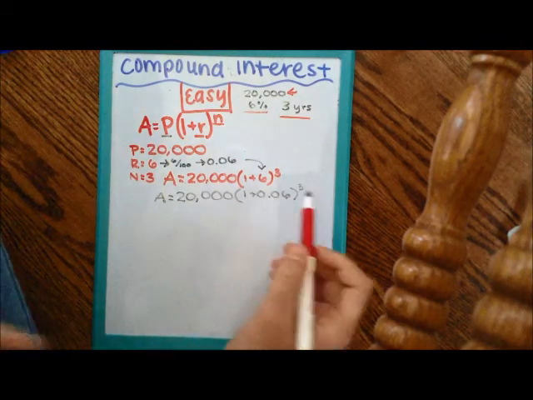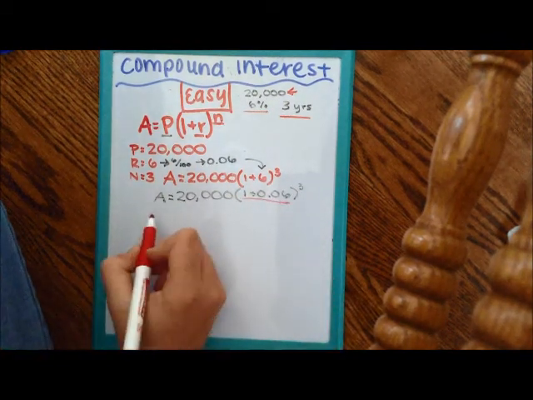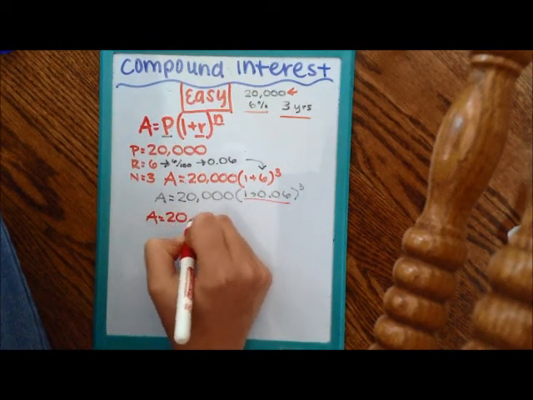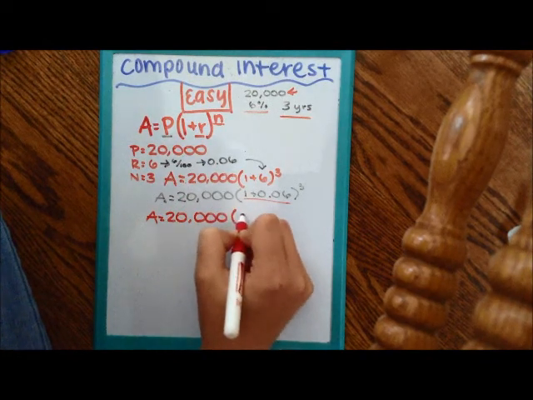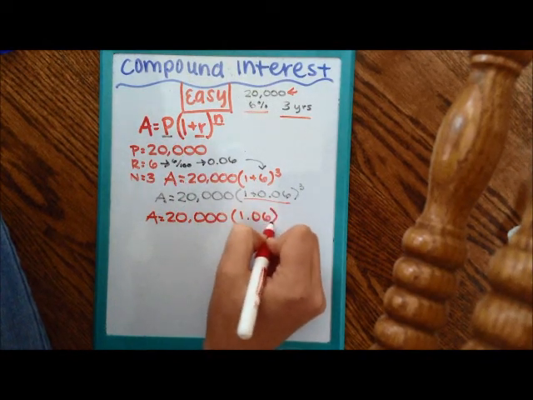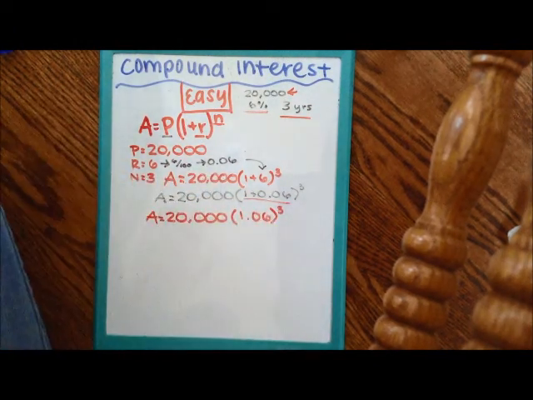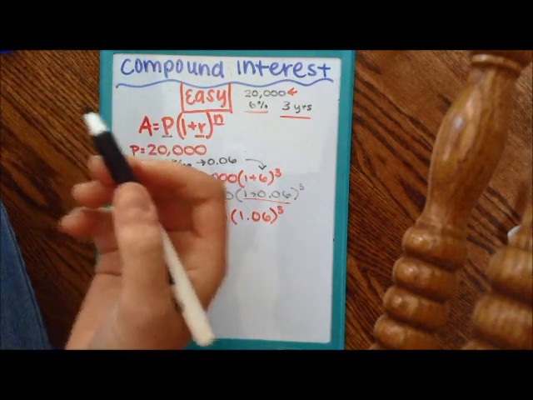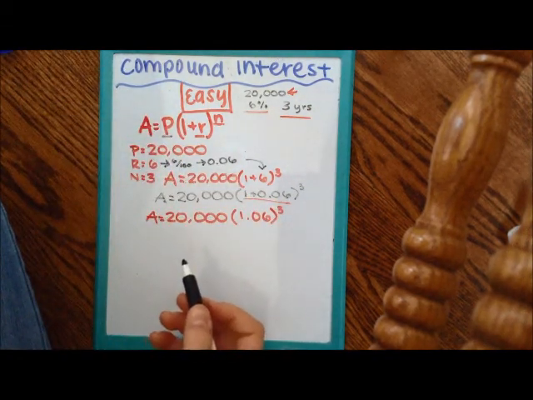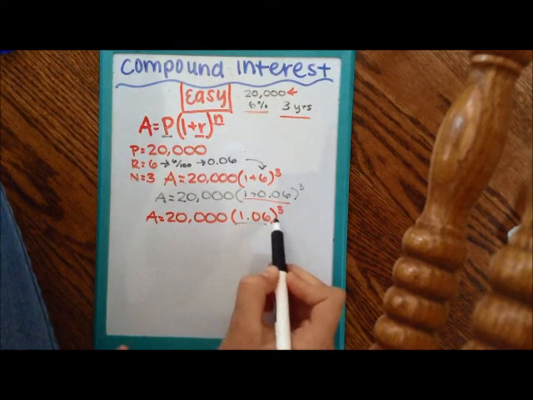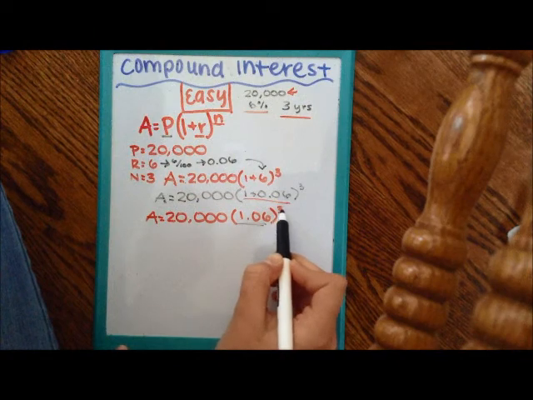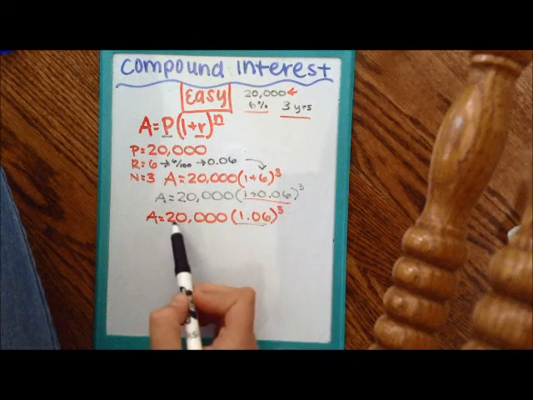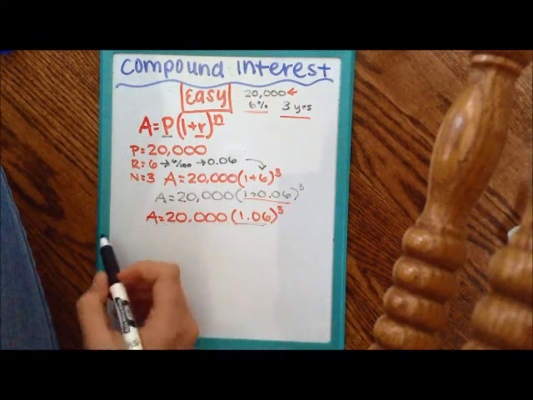So now we're going to combine this part. And we're going to do A equals 1.06 to the third power. And then all we have to do from this point is solve it, or we can plug it into our calculator or whatever. So we're going to take this to the third power because exponents come first in PEMDAS, and then we're going to multiply it by our initial amount.